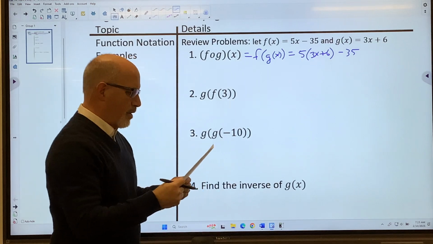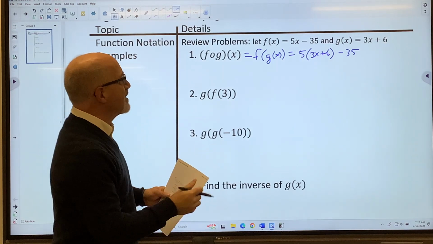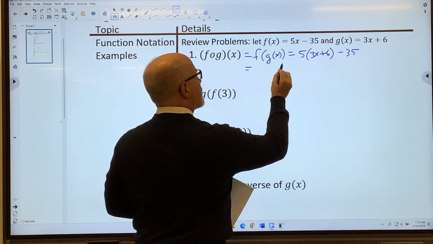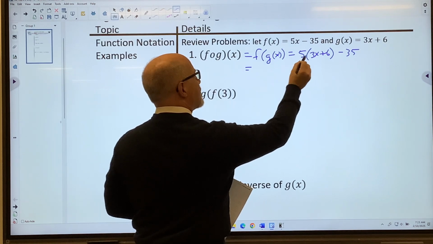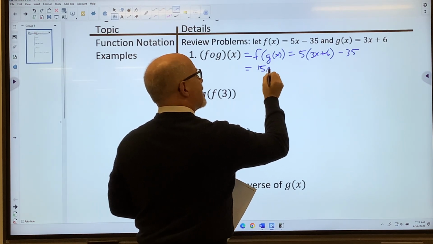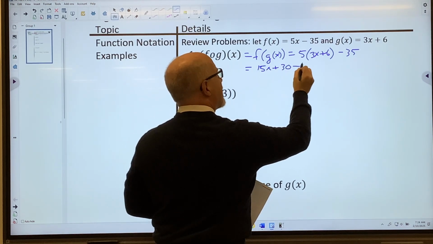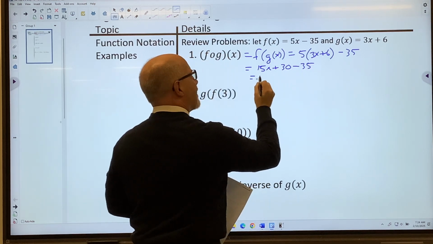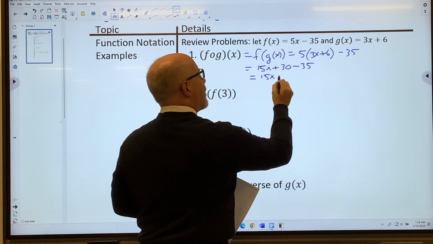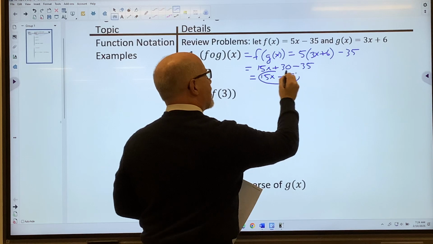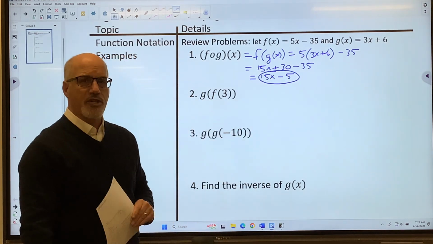Now when I work with those two, I do 5 times 3x is 15x, plus 30 minus 35. And so I get 15x minus 5 for my final answer for the composition of functions.